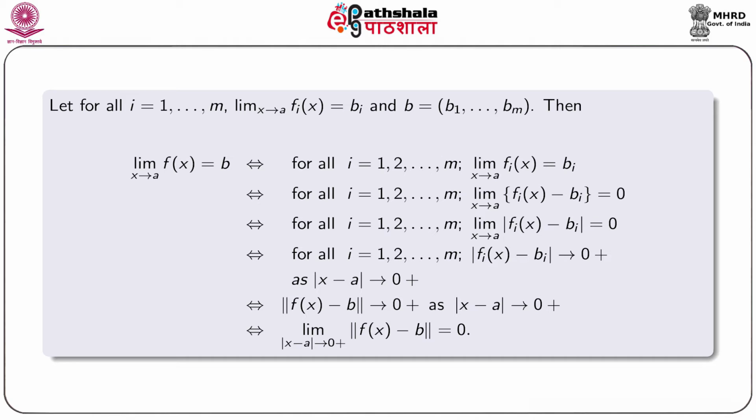The importance of this calculation is that if I look at the first step, there I have the limit of a function of several variables, but if I look at the last part, it gives me a function of a single real variable and it is real valued, because we know the norm of f(x) minus b is a real valued function. That means we can study calculus of several variables with the help of calculus of one variable as far as limit is concerned.